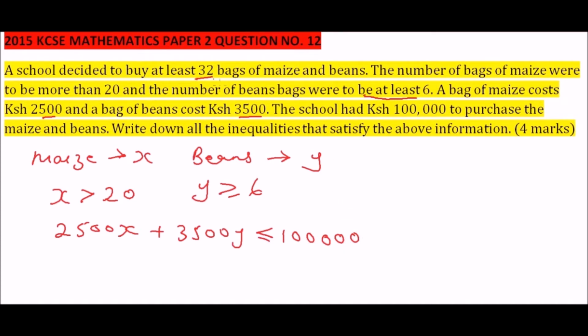Alafu tunaambiwa walikuwa wanataka 32 bags of maize and beans. Hapa ni kumaanisha x plus y should be at least, should be greater or equals to 32, at least isipungue 32. So those are the inequalities that you are supposed to form, and you get yourself 4 marks.